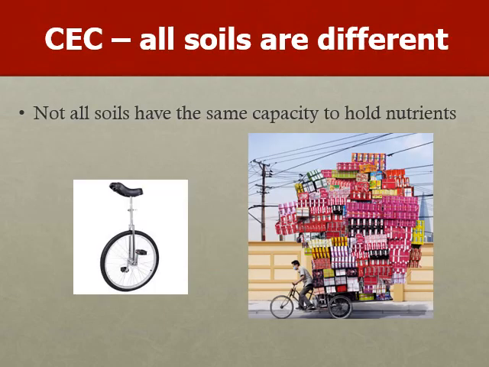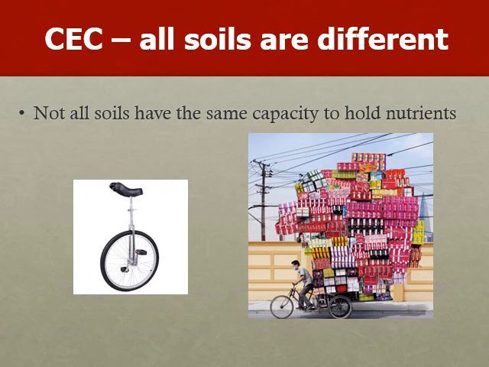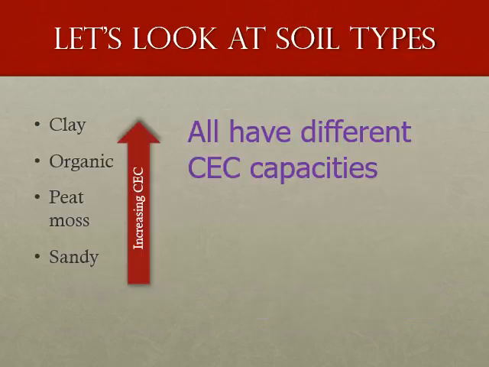Looking at different soil types, they obviously don't all have the same cation exchange capacity. I've got the example of a unicycle here, and I've got this chap who has a tremendous amount of boxes on here. I'm assuming they're quite light, but obviously he has a much higher capacity. Trying to create a memorable picture.